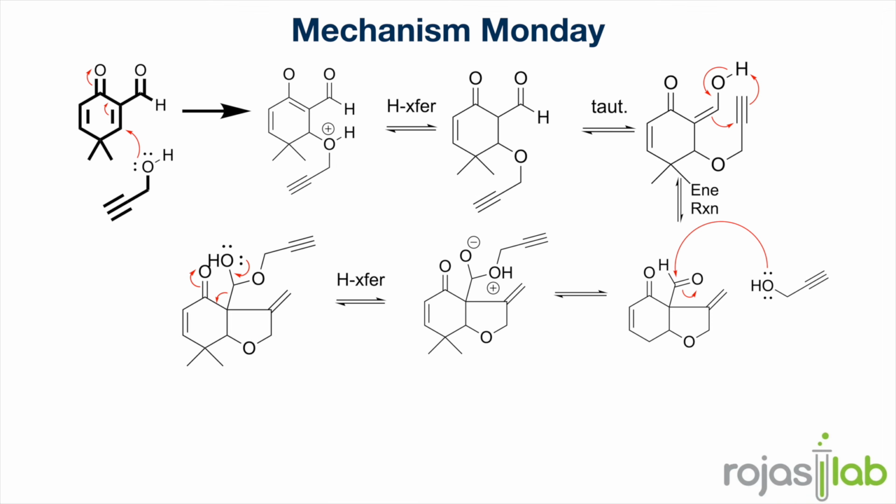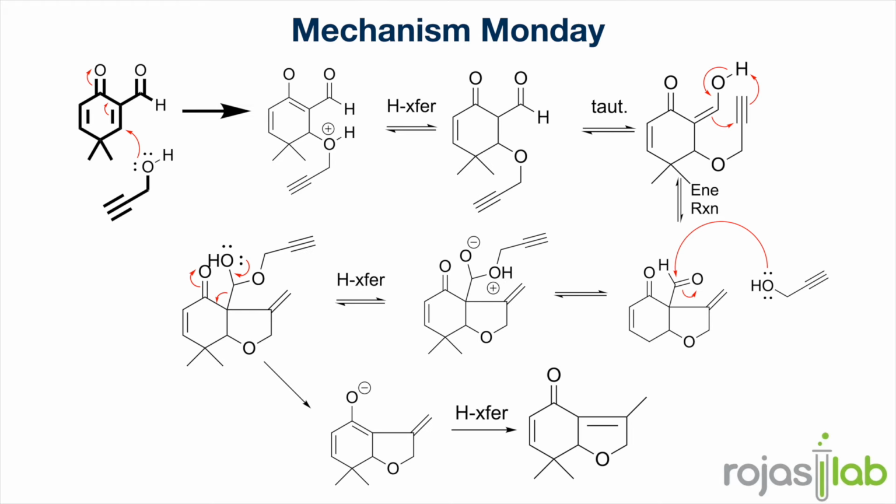Next, we undergo another series of proton transfers. And then finally, the electron lone pair on the alcohol can come down, and that's actually going to allow us to shift over our pi electrons to generate a new enolate species. And following a subsequent proton transfer, that's how we generate our final product.